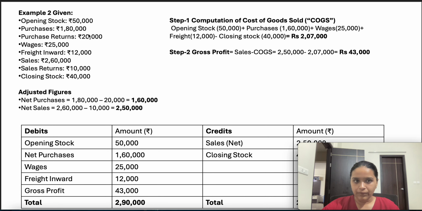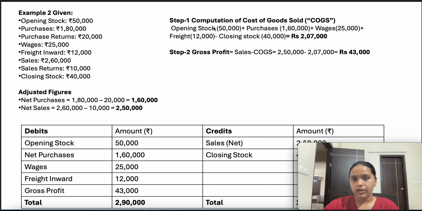Opening stock 50,000, purchases 1,80,000, but there is a purchase return of 20,000. It means how much are your net purchases? 1,60,000. Wages 25,000, freight inward 12,000, sale 2,60,000, sale return 10,000. How much is your net sale? 2,50,000. Closing stock 40,000. So whenever you are calculating the cost of goods sold, you also need to consider only the net purchases and net sale.